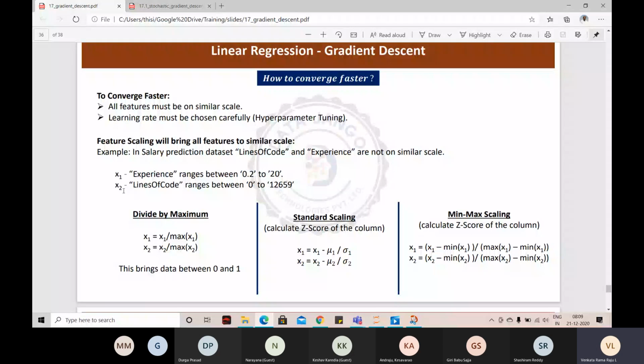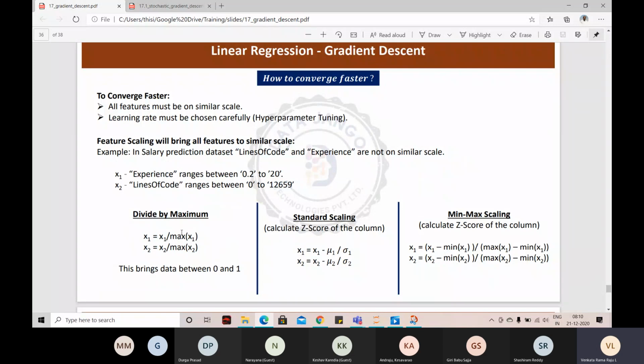The same way, if you take the lines of code column, take the maximum and divide all the values by the maximum number, all the values will come between 0 and 1. X1 is equal to x1 by maximum x1, and likewise x2. This is a matrix operation. In NumPy, if you do this, in a single shot the whole data gets manipulated. So this is also a vectorized implementation, for x1 and x2. This brings data between 0 and 1. This is one way of feature scaling, as we call it.